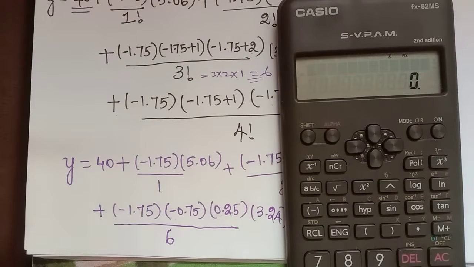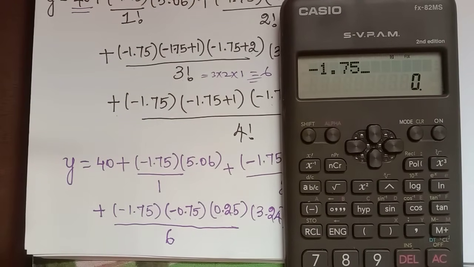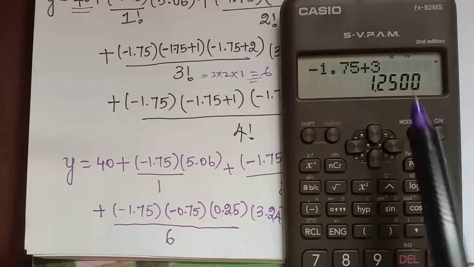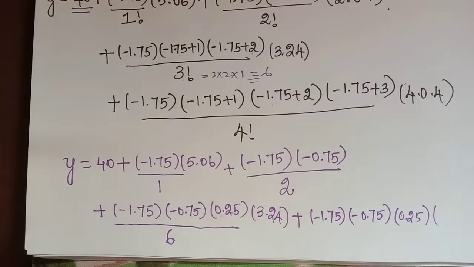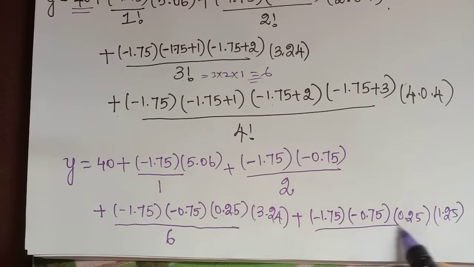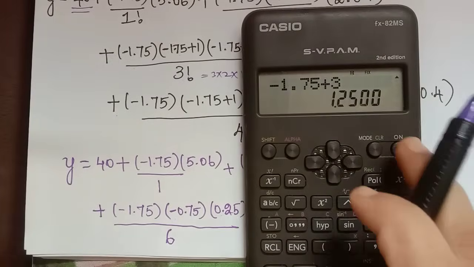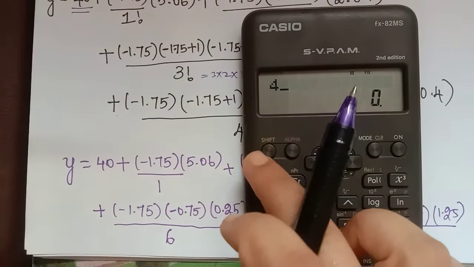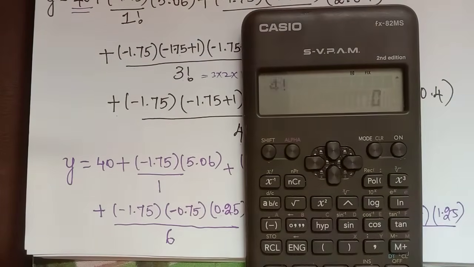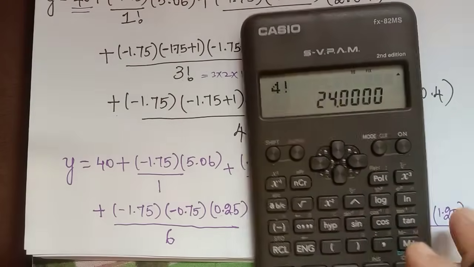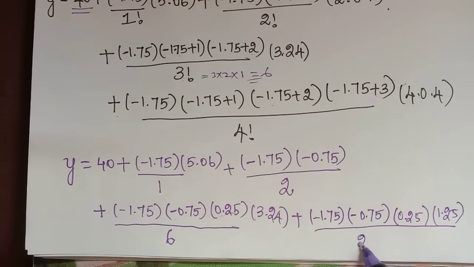So minus 1.75 plus 3 is equal to 1.25. So multiplied with 1.25, the whole divided by 4 factorial. Okay, so that is 4 factorial. So 4 factorial is equal to 24. So that is divided by 24.